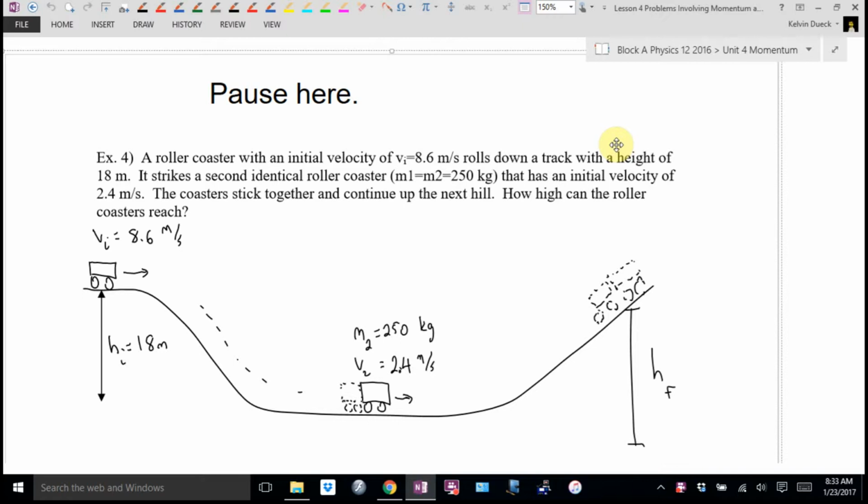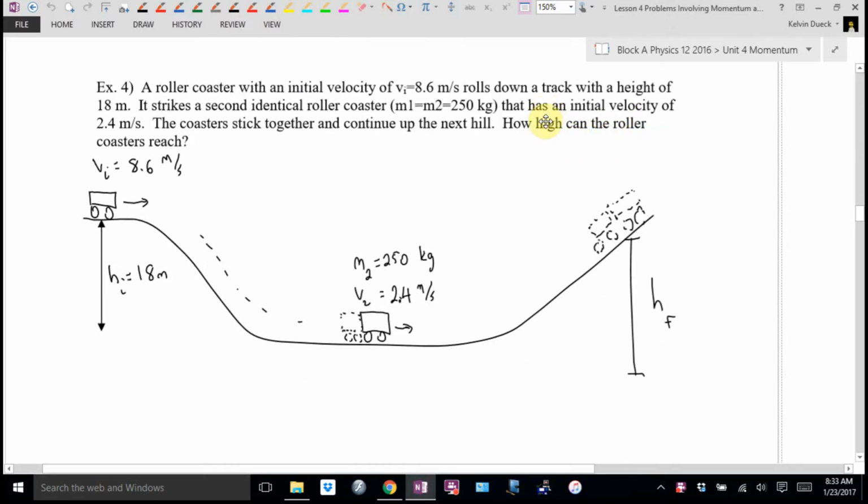This is a nice example of a question that involves momentum, conservation of momentum, and energy, conservation of energy. It's kind of cool. It involves roller coasters. And I think the collision parts don't have angles. We're not going to be adding things tip to tail. So here's what it says.